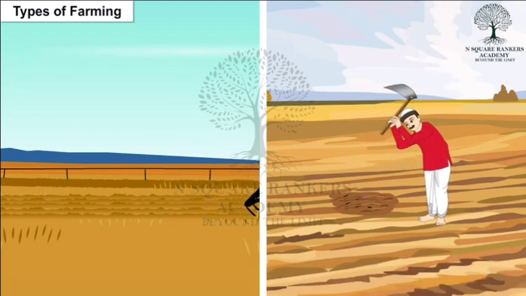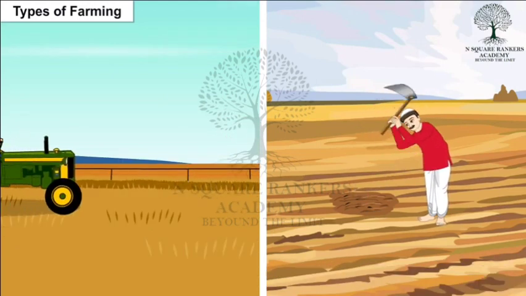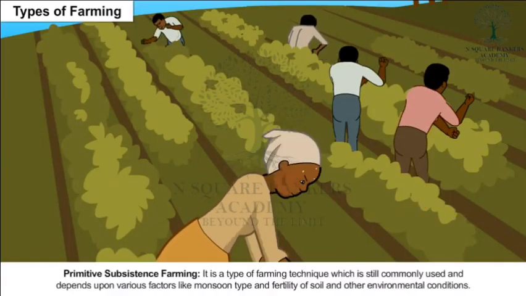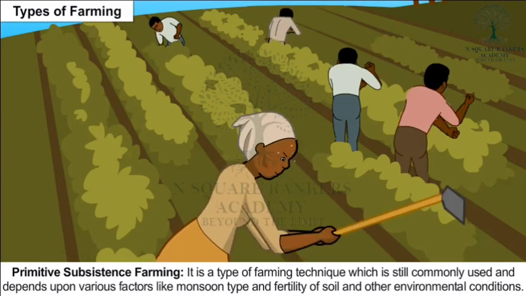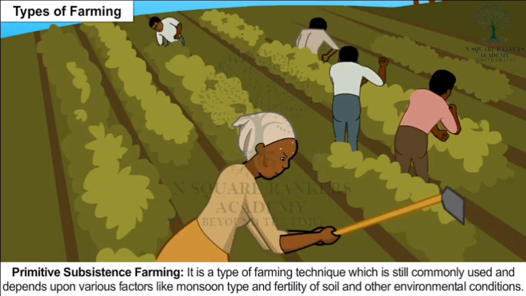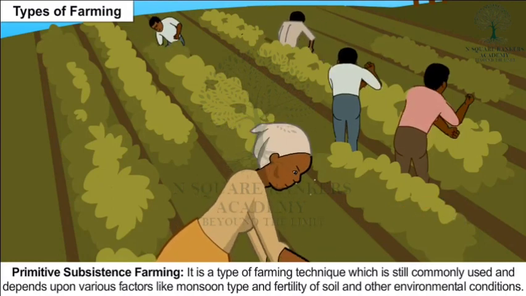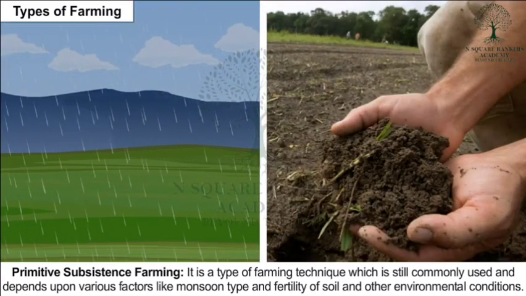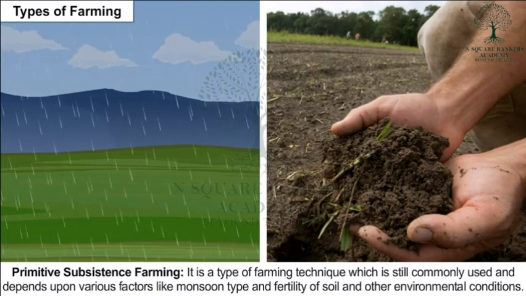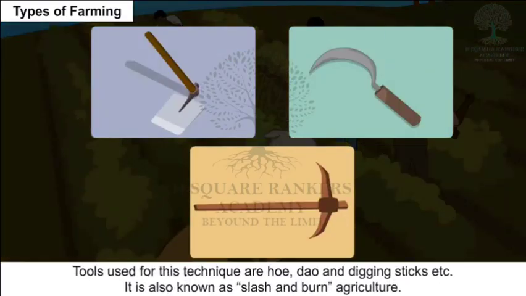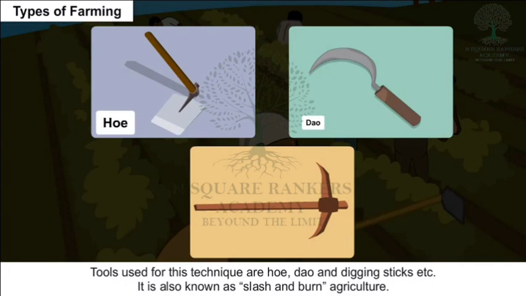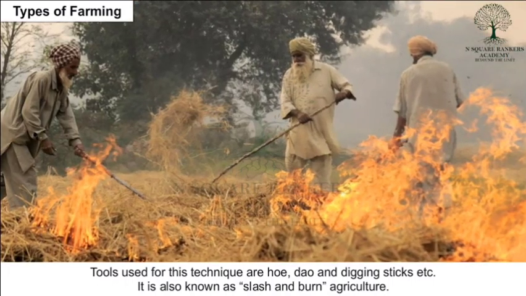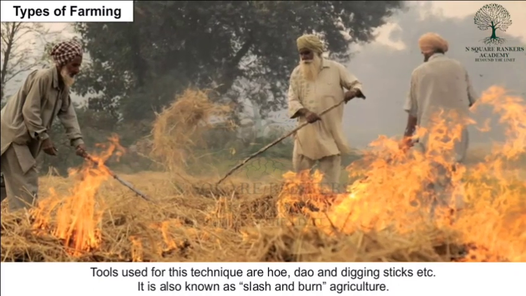In India, different farming systems are practiced. Let us know about them. First type of farming is primitive subsistence farming. It is a type of farming technique which is still commonly used and depends upon various factors like monsoon type and fertility of soil and other environmental conditions. Tools used for this technique are hoe, dao and digging sticks, etc. It is also known as slash and burn agriculture.